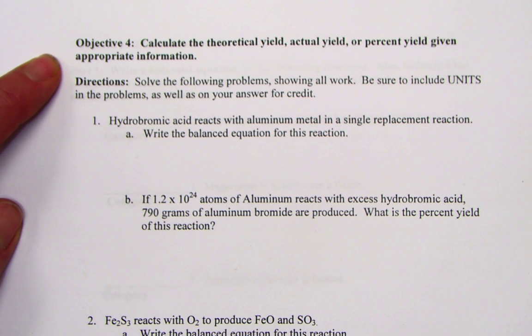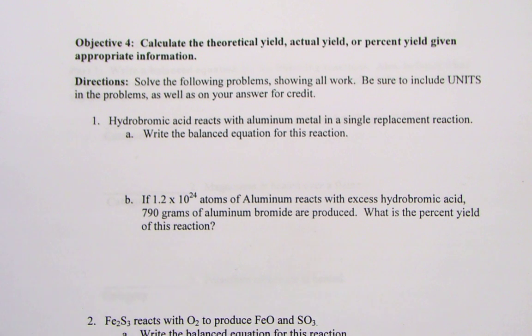The actual yield comes from experimental data. What did we get from actually running an experiment? We compare our actual to the theoretical and come up with what's called percent yield. Percent yield is a measure of the efficiency of the reaction.